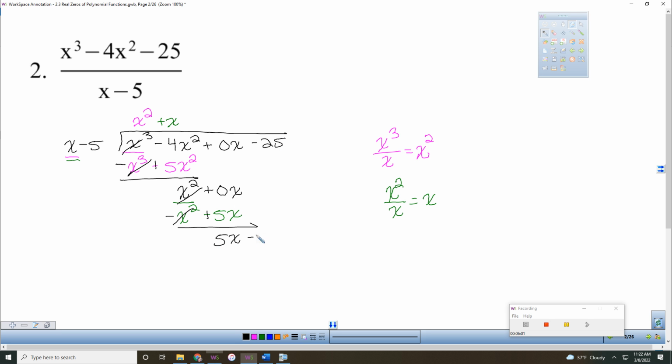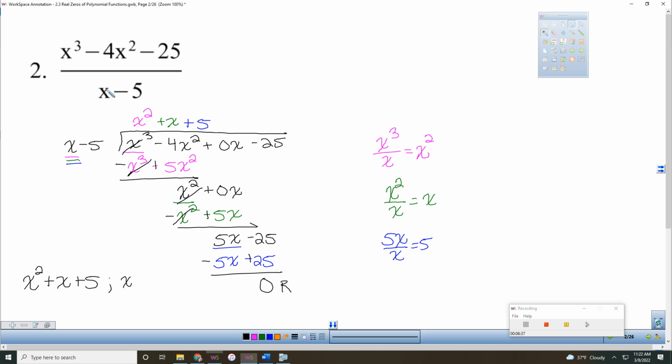And then I'm going to drop down one more term so that I have two terms here with the two terms here. Then I'm going to divide through one more time, so 5x divided by x gives me 5. I'm going to add 5, and then multiply 5 times x is 5x, and 5 times negative 5 is negative 25. And then I subtract. This becomes negative. This becomes positive, and I get a remainder of 0 again. So I have x squared plus x plus 5 is my answer. But I do have an x that I'm dividing by, so x cannot be 5 because 5 minus 5 would give me a 0.